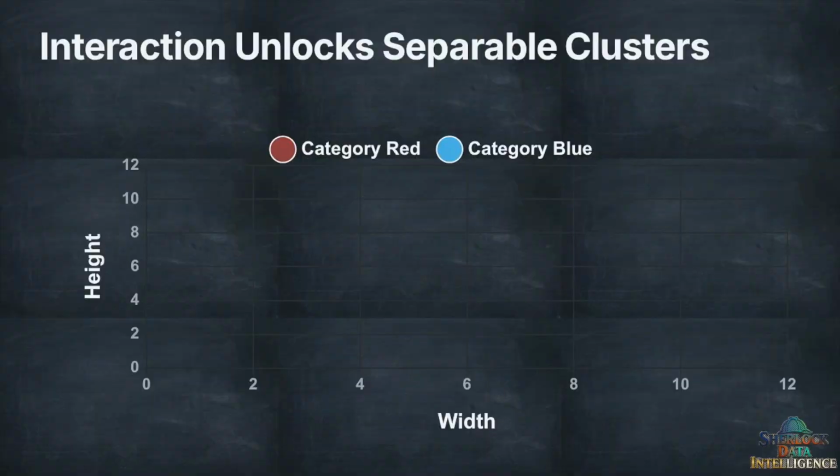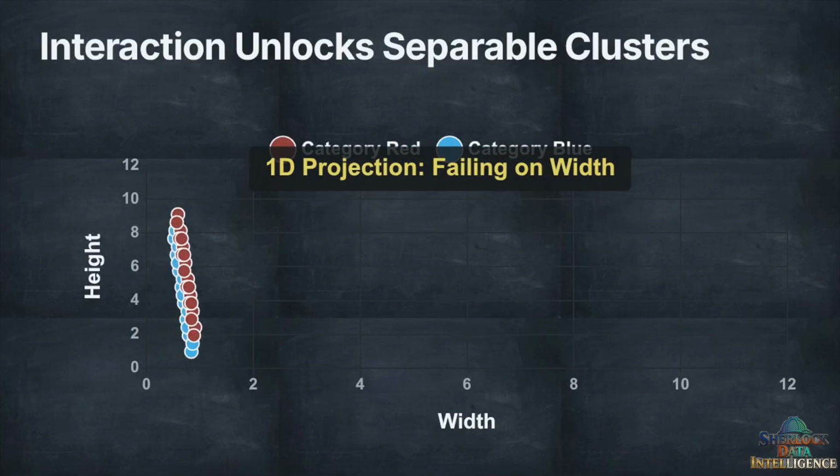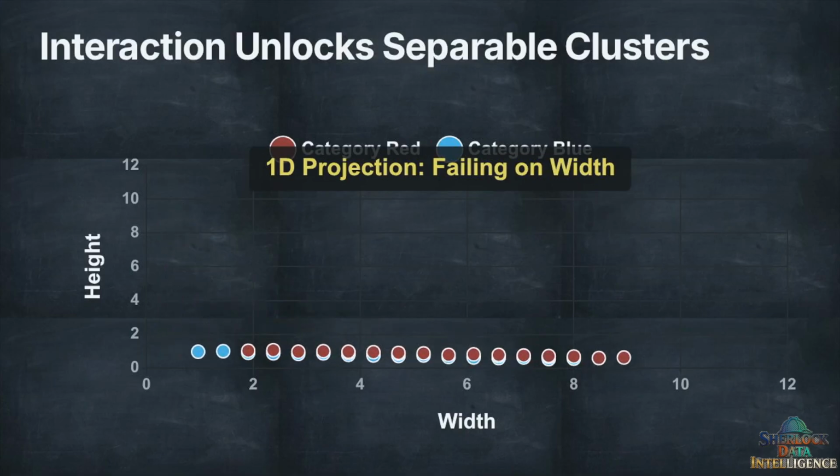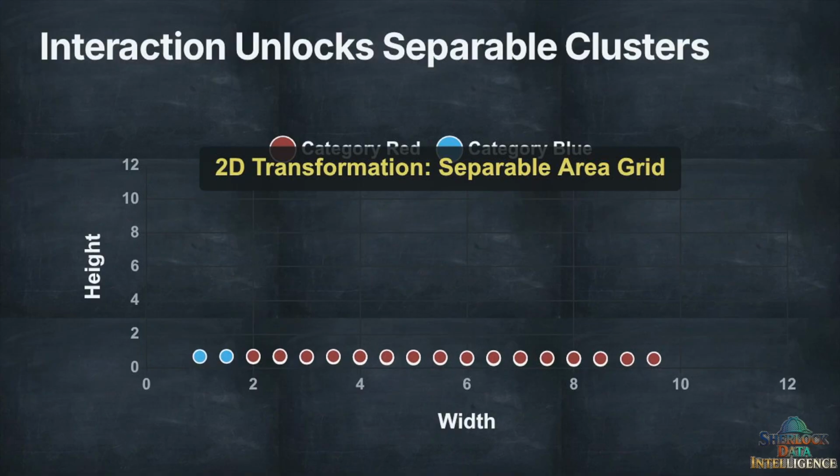Let's say you're trying to classify objects using only their height. On a single vertical axis, the red and blue categories are completely mixed together. The algorithm is blind. If you try sorting using only their width, you run into the exact same overlapping failure. But watch what happens when we calculate the interaction between these two failing measurements.